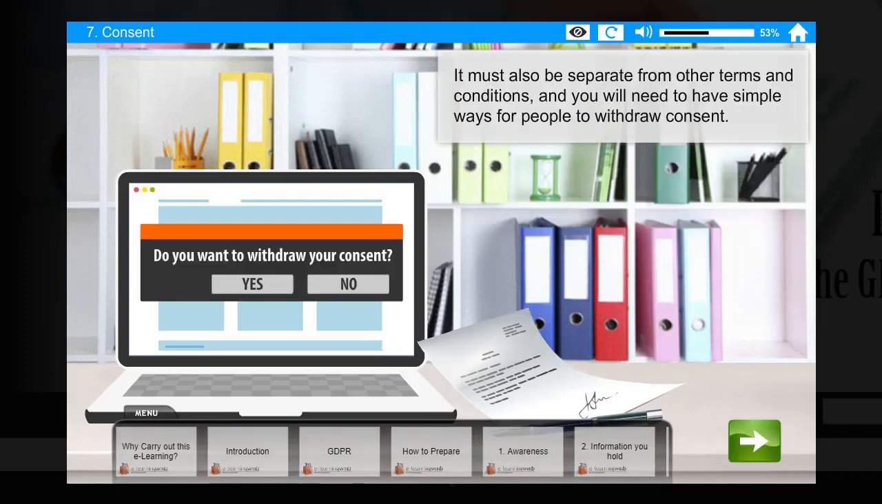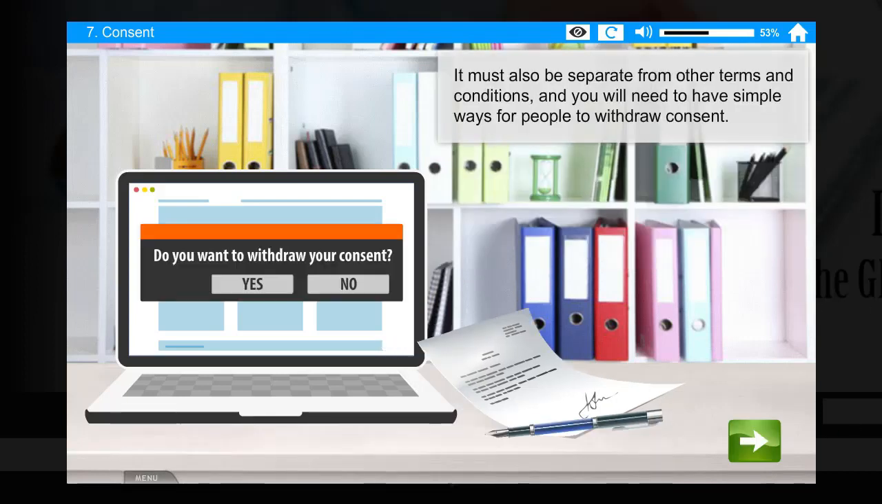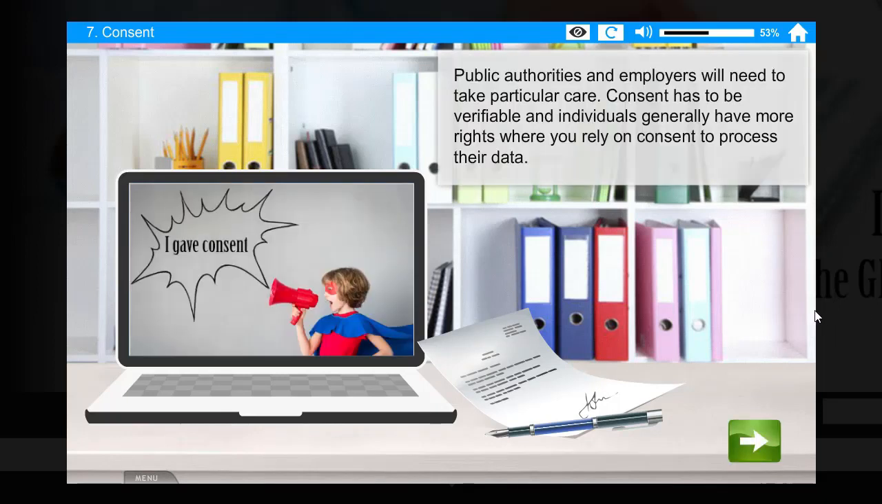It must also be separate from other terms and conditions, and you'll need to have simple ways for people to withdraw consent. Public authorities and employers will need to take particular care. Consent has to be verifiable, and individuals generally have more rights when you rely on consent to process their data.